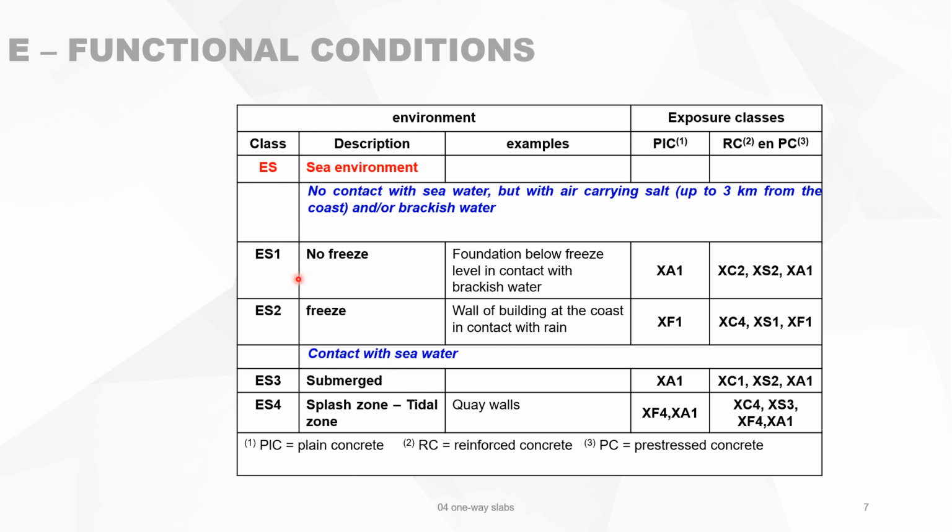Then you have 2 groups, ES1 and ES2, which is no freeze or freeze. And then in contact with seawater, you also have 2 groups. This is for concrete submerged in seawater and concrete in a splash zone. You will see that the most severe condition is concrete exposed to the splash zone of seawater, like quay walls, for instance.